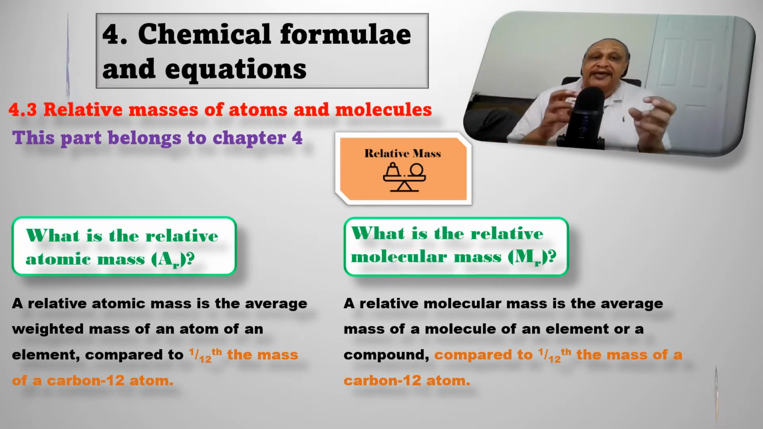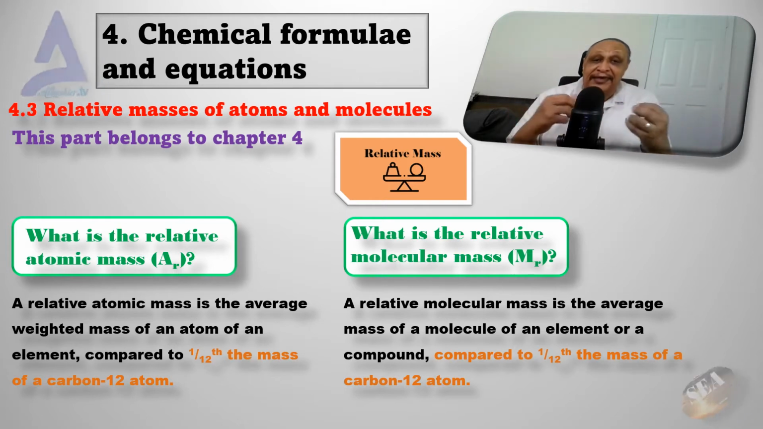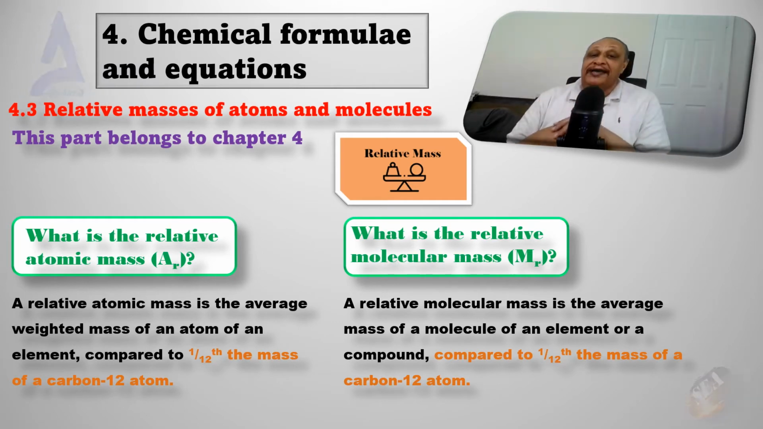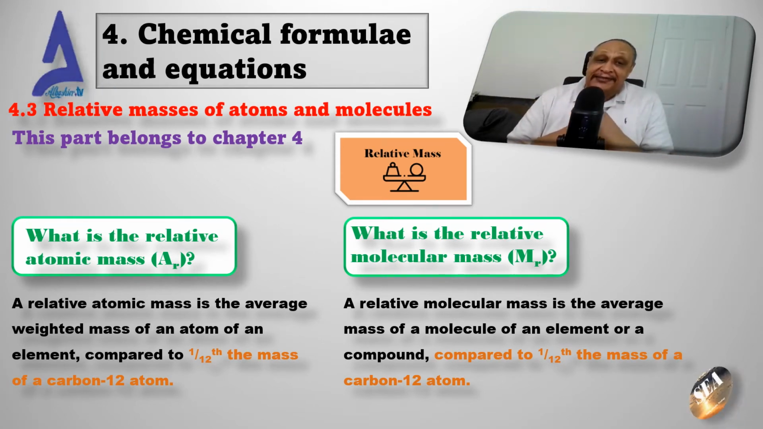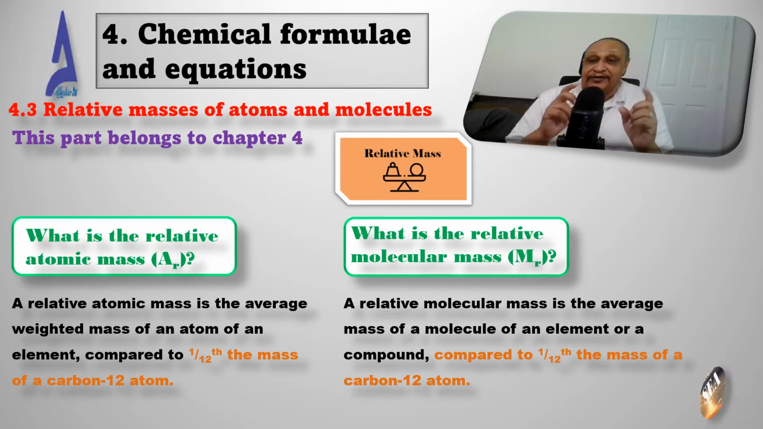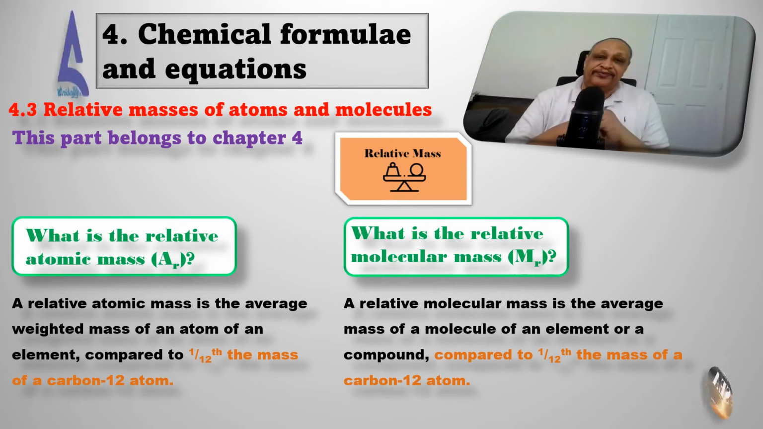So when we say relative atomic mass, we say that relative atomic mass is the average weighted mass of an atom of an element compared to 1/12 the mass of the carbon 12 atom. Be careful about the carbon 12 atom.